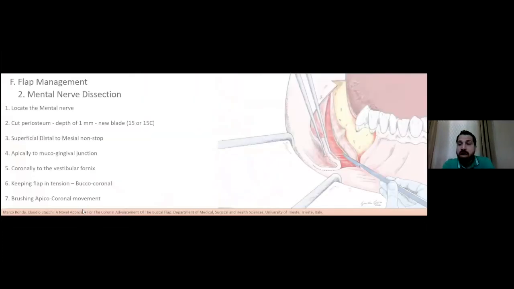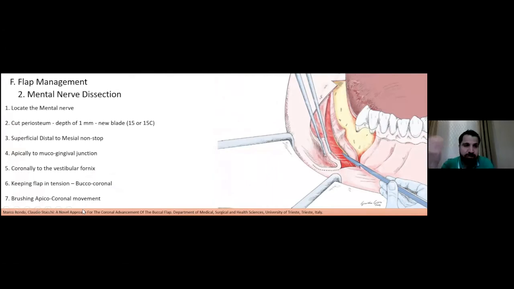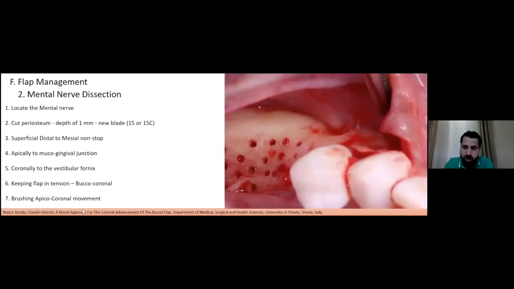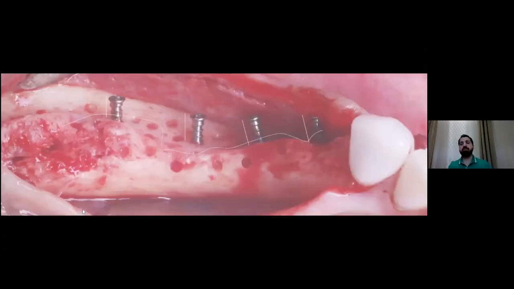So another thing to talk about is the mental nerve section, where we have to locate the mental nerve. We will cut 1 millimeter only of the periosteum, which is 4 to 6 millimeters away from the mental nerve, our mental foramen. And our cut will be superficial, and our dissection should be superficial to reduce the trauma of the nerve. I usually use a brushing movement when I'm releasing my buccal flap. So as you see here, we located the mental foramen, and then I'm away 4 to 6 millimeters, and this is how I will design my periosteal incision. That was described by Marc Ronda.